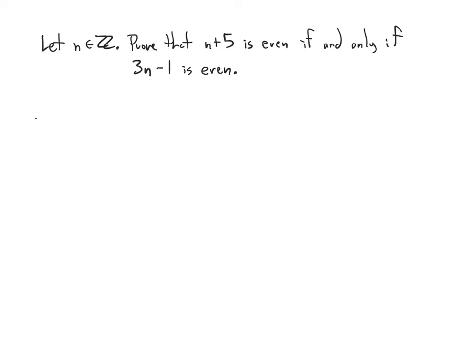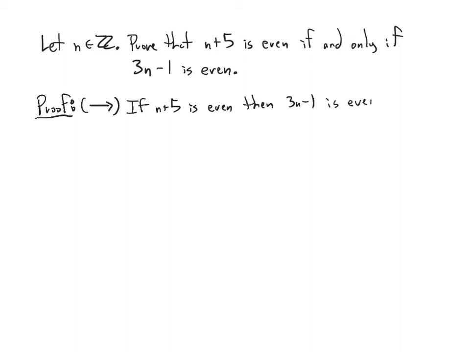Okay, now that we're back, let's prove this. Let's do the forward direction first. I'll write it out just to make sure we understand what it is. If n plus 5 is even, then 3n minus 1 is even. So if this is our P and this is our Q, this result here is P if and only if Q. We are proving P implies Q.